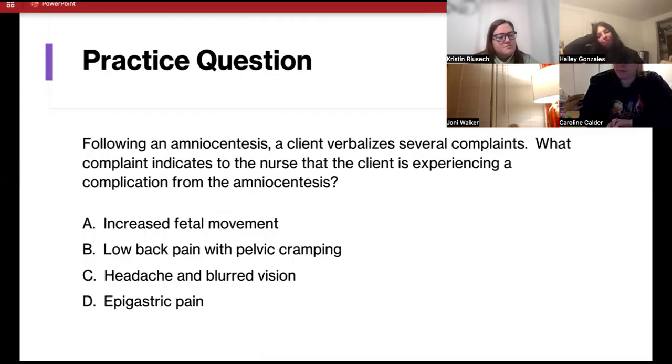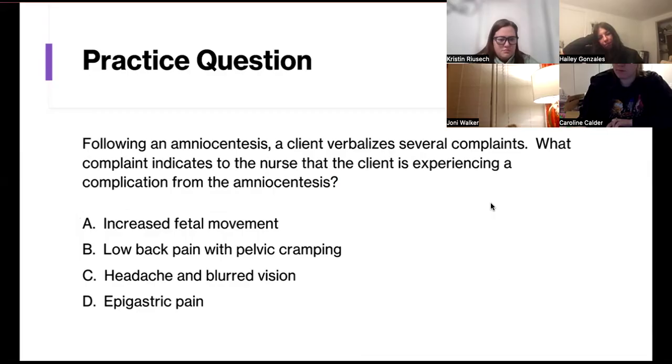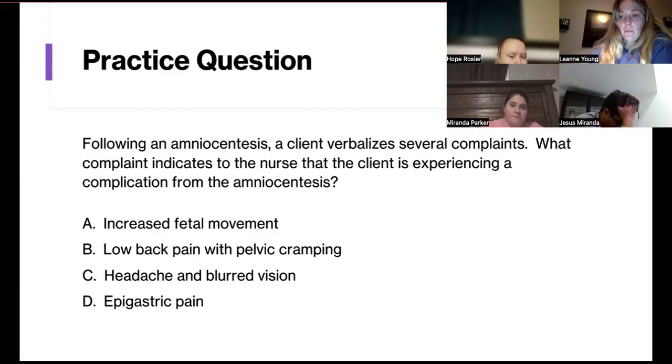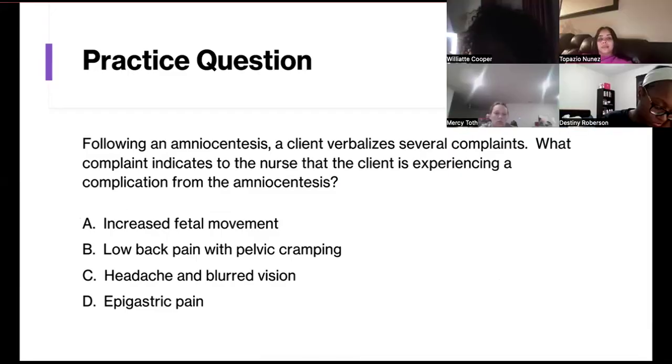Following an amniocentesis, a client verbalizes several complaints. What complaint indicates to the nurse that the client is experiencing a complication from the amniocentesis? It would be B, low back pain with pelvic cramping.